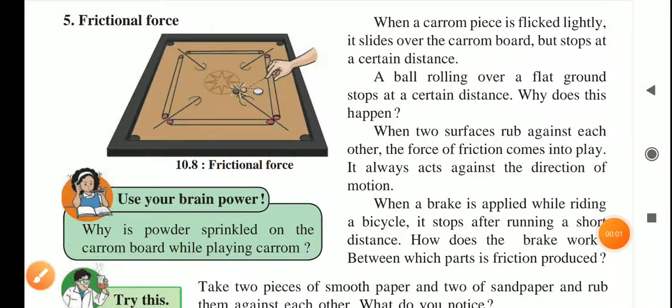Welcome friends. Today we will be discussing frictional force. We will understand this concept through various examples which we see in our day-to-day lives.